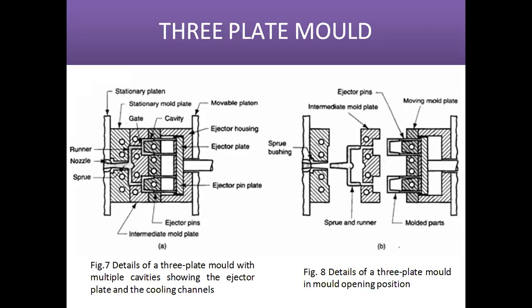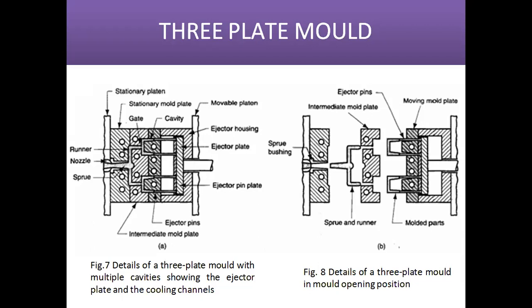So similarly in this three plate mold also, there should be some air vent at the parting surface. Okay, so at the end of the process, when the movable platen moves along this side, the final product will also move with it.